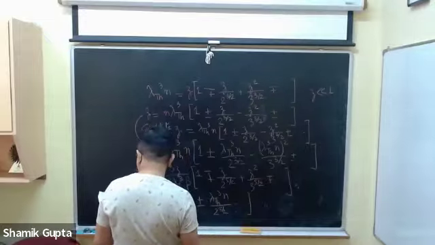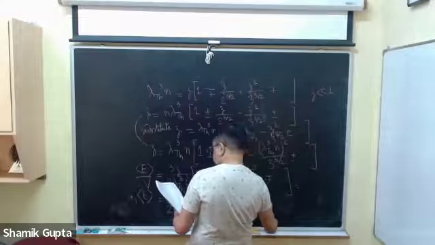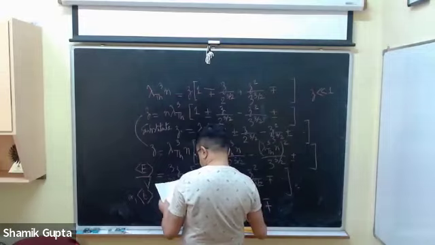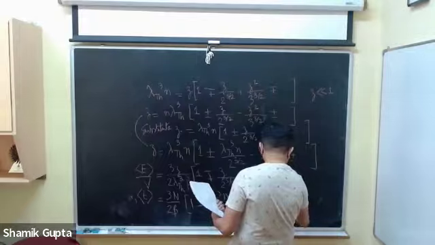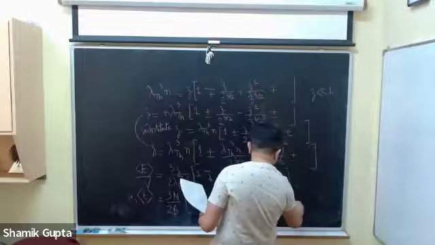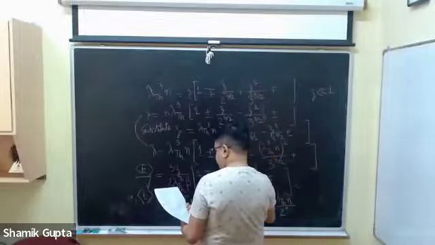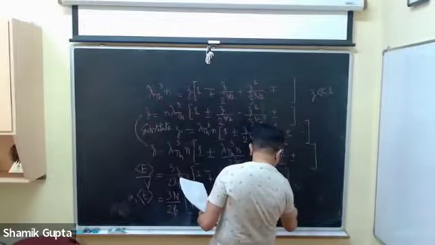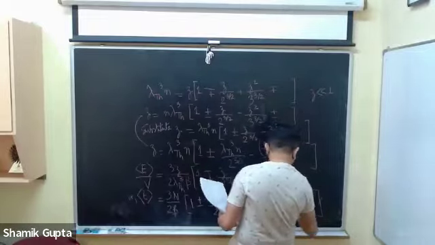This is one term. The second term will come from here, which is 1 minus plus lambda thermal cube n divided by 2 to the power 5 by 2, minus double bracket.